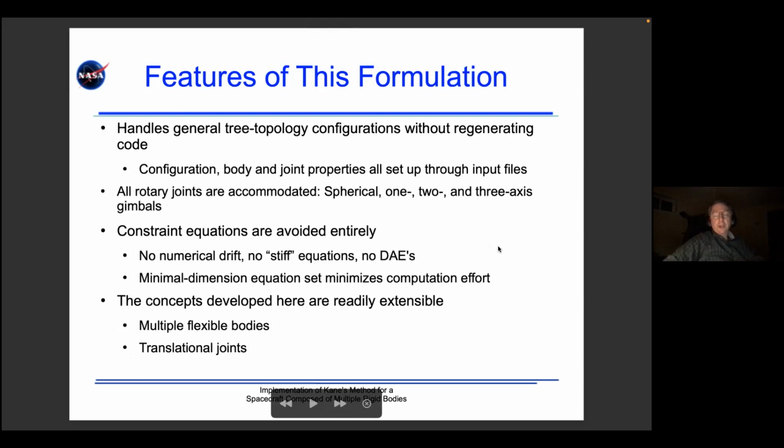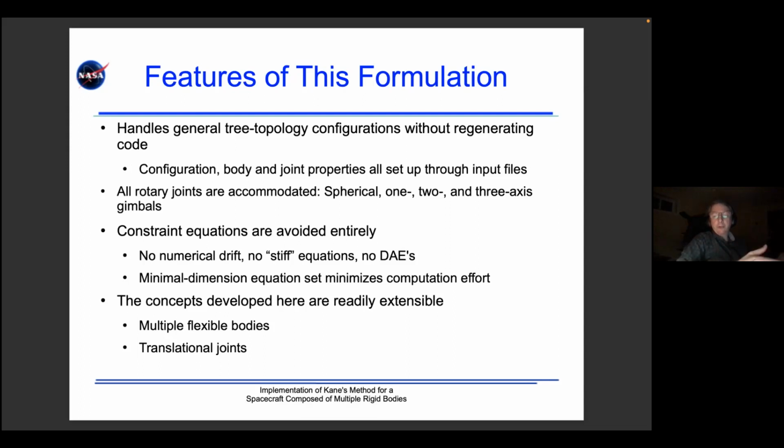So what I'm going to talk about is a multi-body dynamic formulation. It handles general tree topology configurations without regenerating code. So a tree topology is just a collection of bodies that are connected together in a way that there aren't any loops in the structure. Regenerating code, right, I want something general.